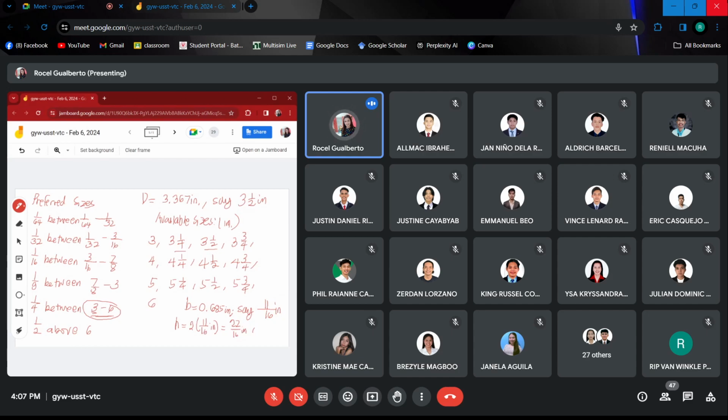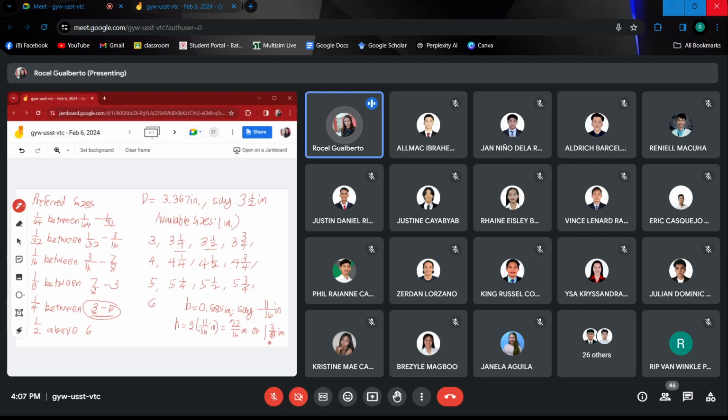22/16 of an inch, or lagi po natin i-convert siya into a mixed fraction. Hindi po improper. Okay? So, this is equivalent to 1 and 3/8 inch. Okay? 1 and 3/8. This is already po in the lowest term, kasi ang makukuha natin dyan is 6/16. Okay? So, 6/16 is equivalent to 3/8. So, siguro naman po kayo lahat ay maalam mag-convert into the lowest term.